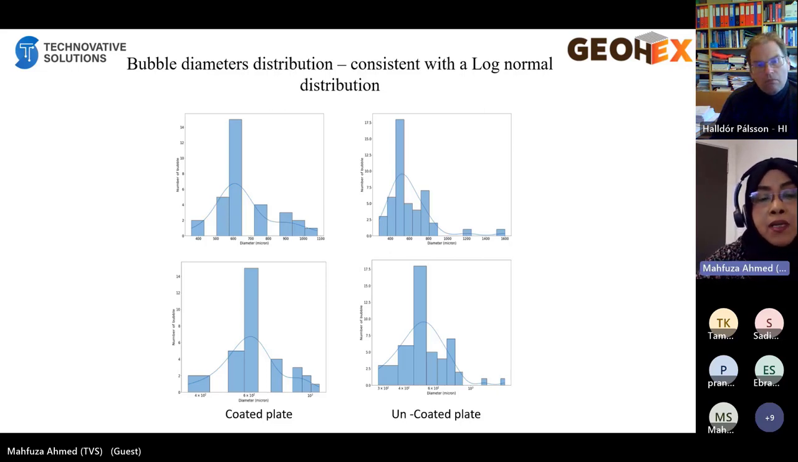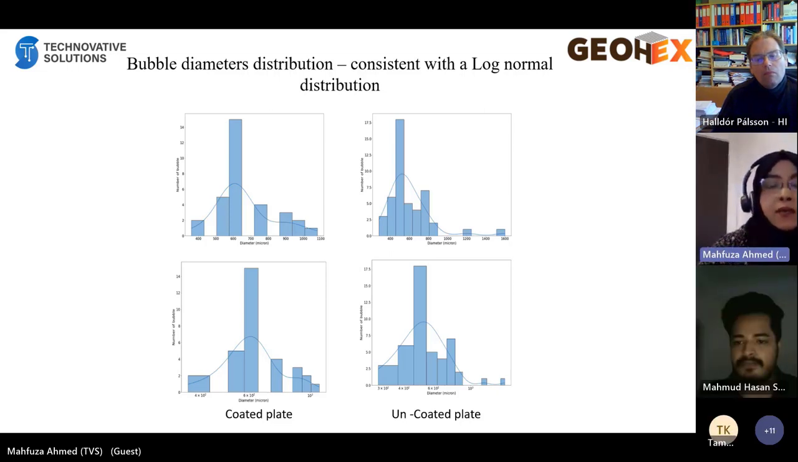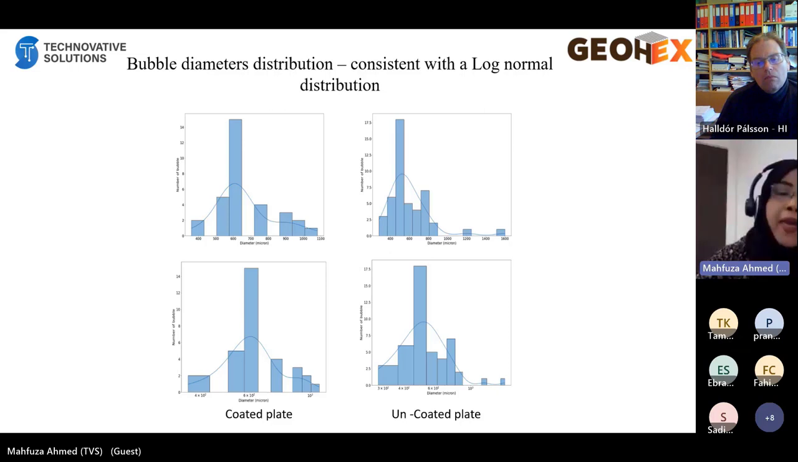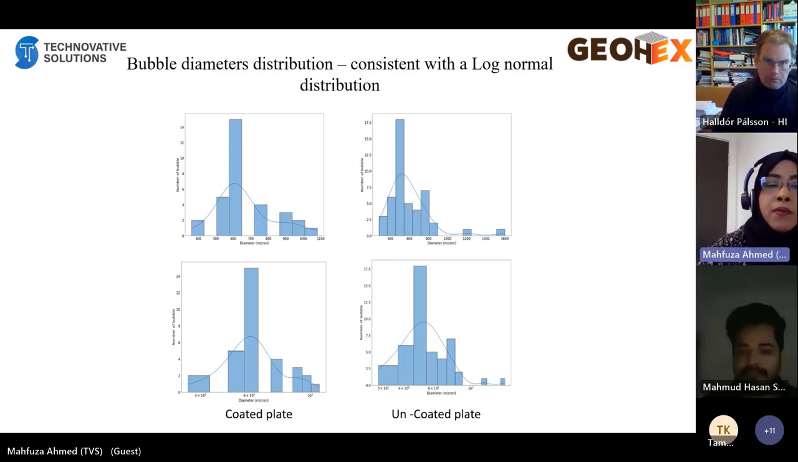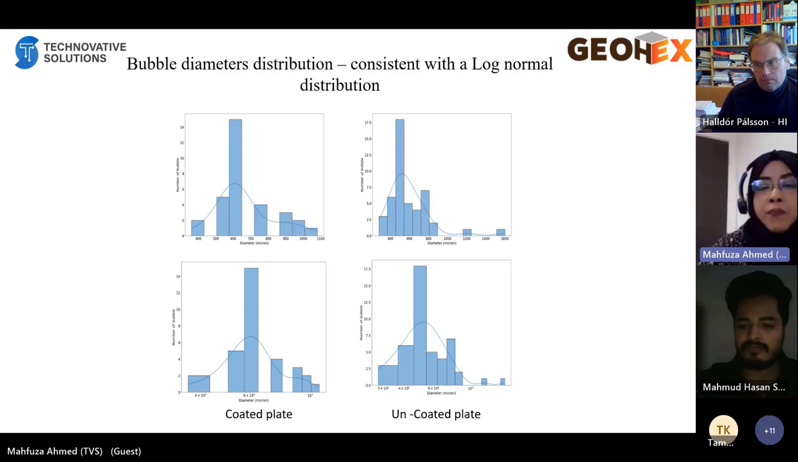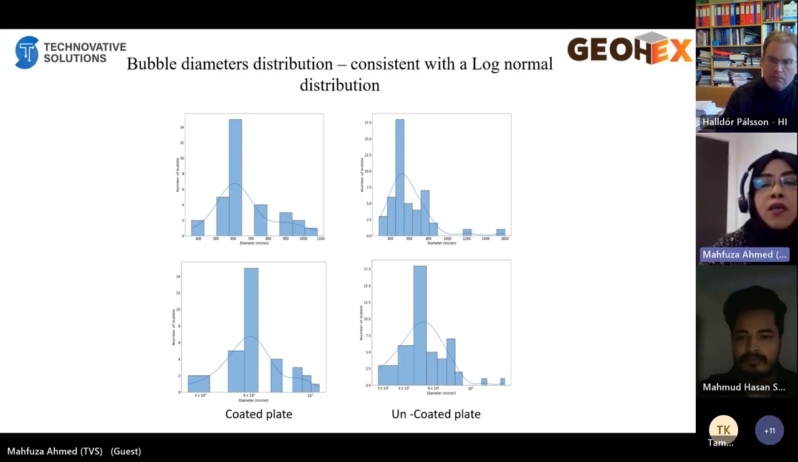Let me focus on the top plot first. You see that in the distribution, the peak appears on the left side, and the distribution is not symmetrical around the peak for both plots. We are seeing the same thing. And there is a tail on the right side of the peak. So this type of distribution is consistent with a log normal distribution.